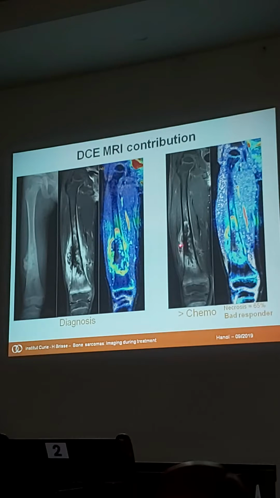You have a decrease of the soft tissue part, and after the treatment, we perform the dynamic contrast enhancement, and you can see here it is necrotic, but here there is still some very intense enhancement and rapid enhancement, so it means probably some residual viable tumor. And when we compare this to the histology, actually the patient had a bad responding tumor with only 65% of necrosis. So it may help to distinguish between the necrosis and the residual viable tumor.